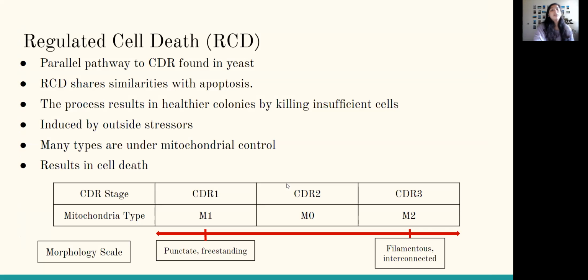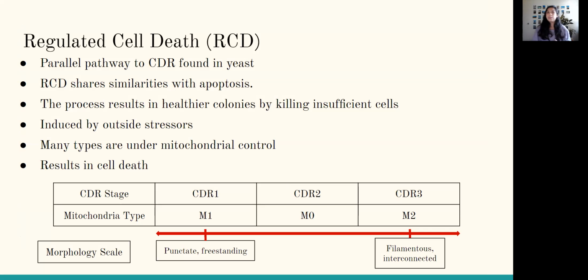And so, regulated cell death. I just told you guys about cell danger response. That's found in humans. I said we were going to talk about yeast. So how does this all connect? Well, regulated cell death is the connector here. Regulated cell death is the parallel pathway to CDR found in yeast.